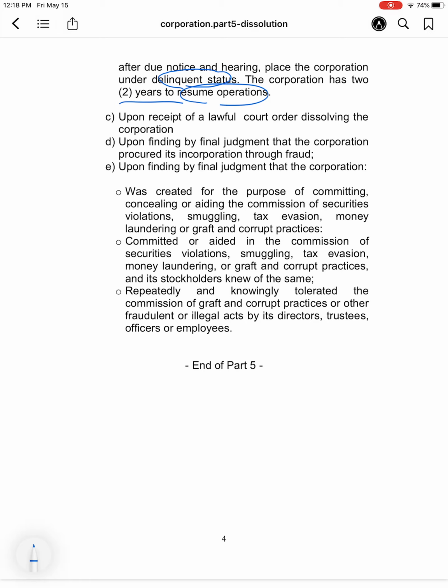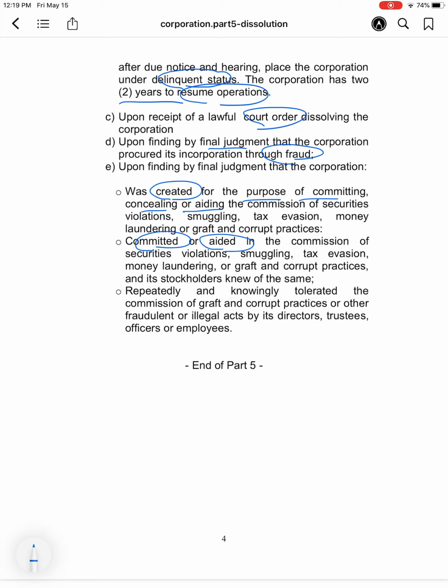Letter C. Upon receipt of a lawful court order dissolving the corporation. Letter D. Upon finding by final judgment that the corporation procured its incorporation through fraud. Letter E. Upon finding by final judgment that the corporation was created for the purpose of committing, concealing, or aiding the commission of securities violations, smuggling, tax evasion, money laundering, or graft and corrupt practices.